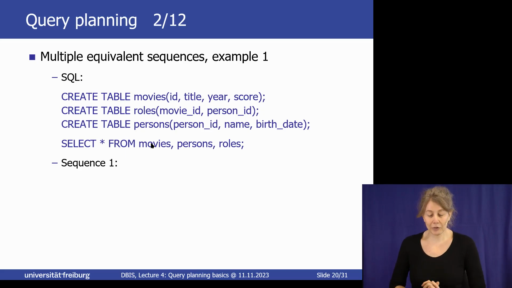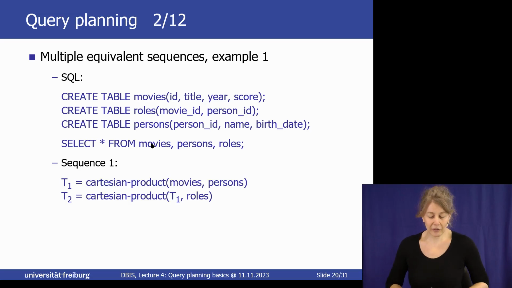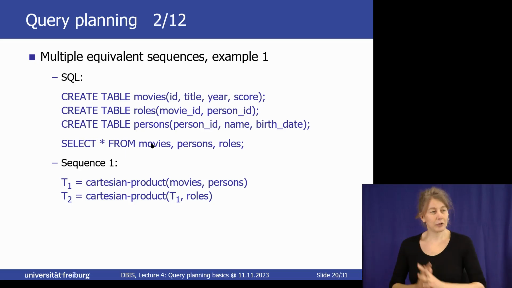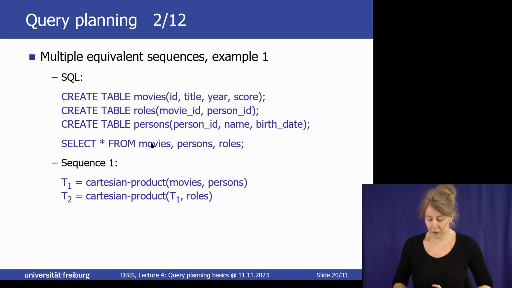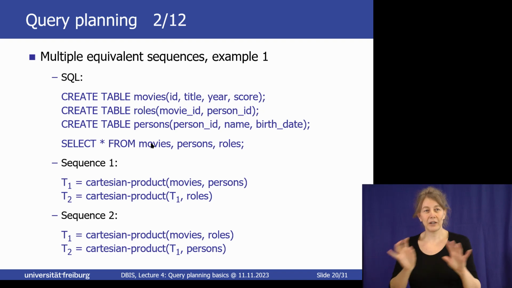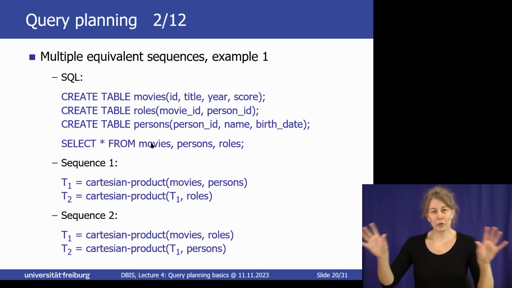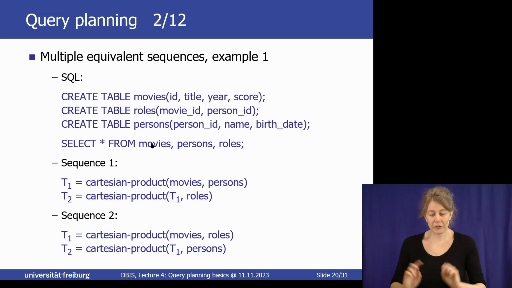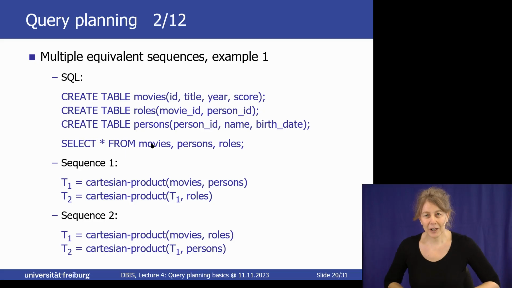It always takes 2. So we have a number of choices here. That's 1: let me first compute the cross product of movies and persons, and then take that and compute the cross product with roles. But I could also do it this way: first movies with roles, and then with persons. Now cross product, like multiplication, is commutative and also associative. So there are a number of other combinations.